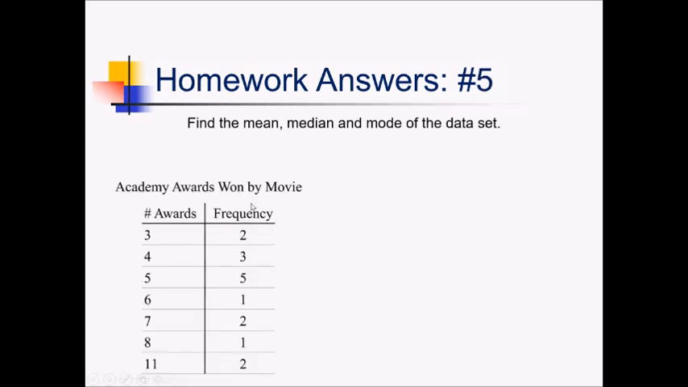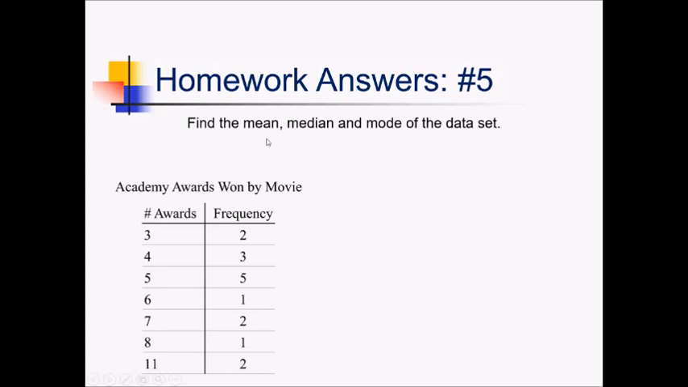For this problem, we have this table telling us the number of Academy Awards won by a movie, or at least how often that happened, and it's a frequency table. So, for example, there were 2 movies that each won 3 awards apiece, and apparently there were 3 movies that each won 4 awards apiece, and so on and so forth. So using this, we want the mean, median, and mode of awards, number of awards won by various movies.